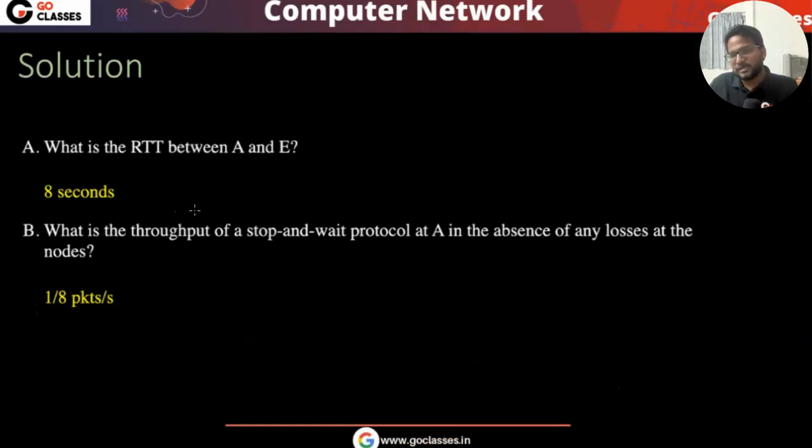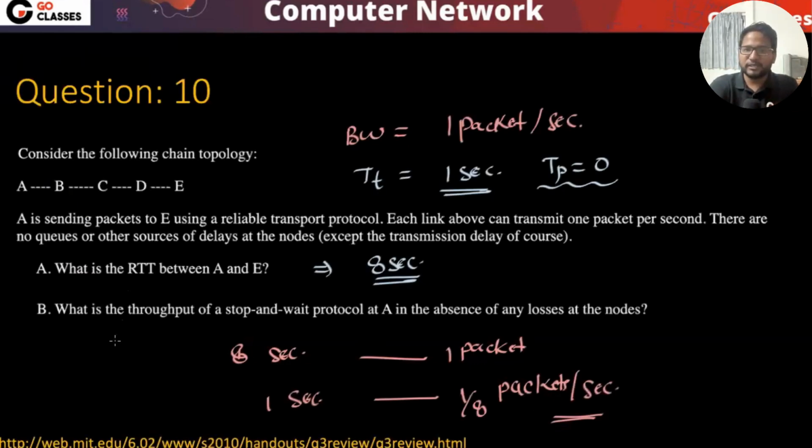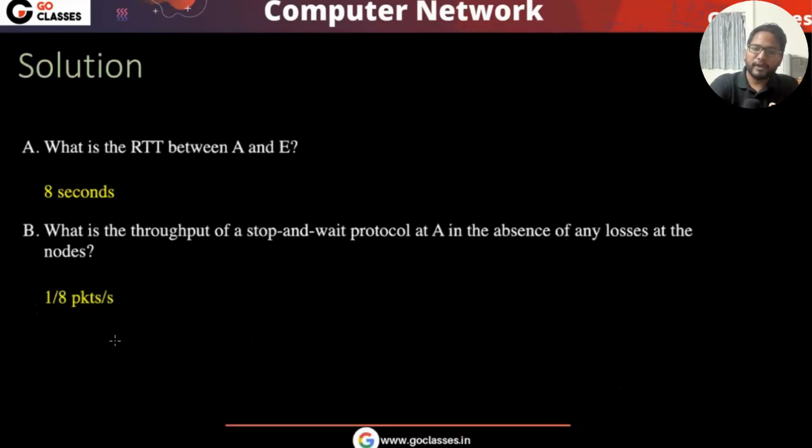Considering that RTT is 8 seconds, maybe there is more context in the lecture that they have taken. They might be considering that the acknowledgement and the data have the same transmission time. In that case, the RTT is 8 seconds, and the answer is 1/8 packets per second.